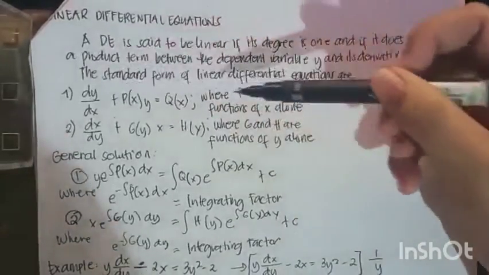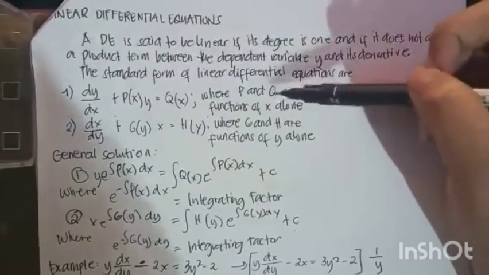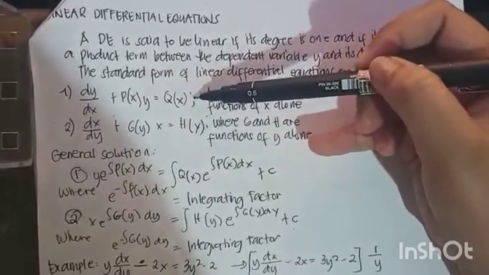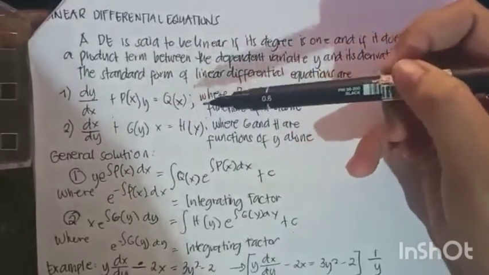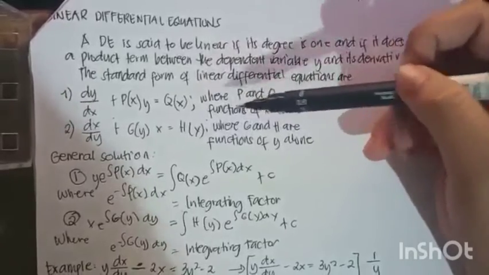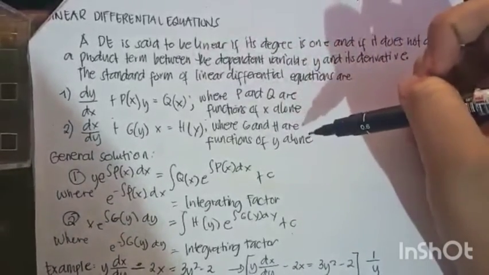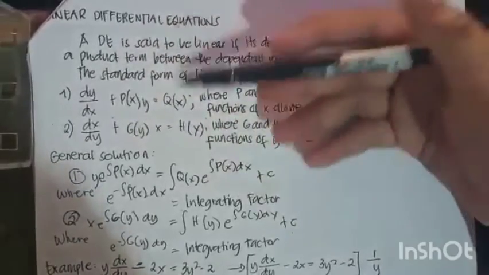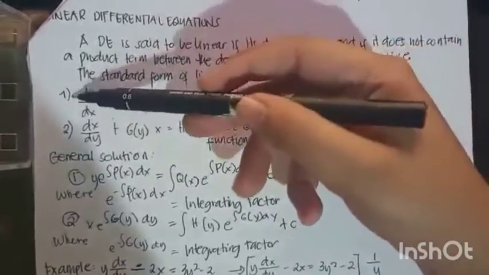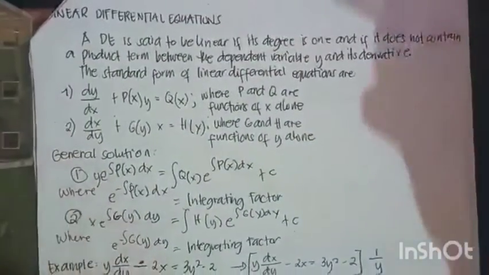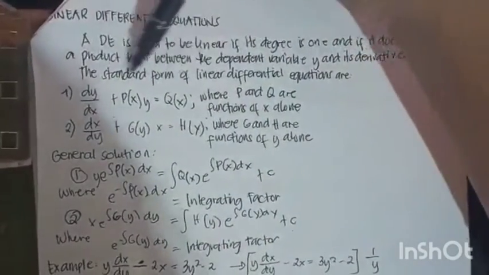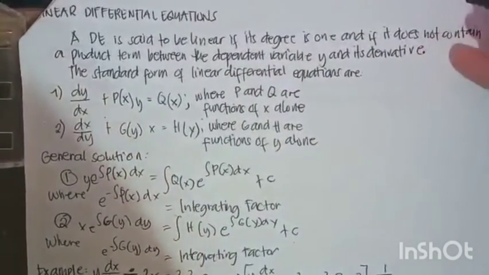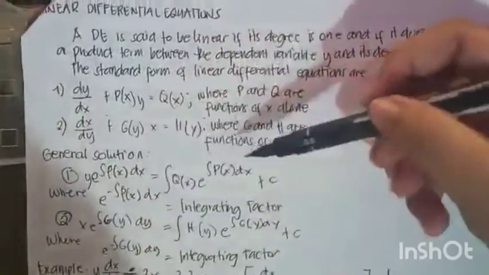So, sa number 1 po, ang dependent variable po natin ay y, and then, ang independent variable po natin ay x. Sa 2 naman po, ang dependent variable po natin ay x, ang independent variable po natin ay y. So, kapag nakakita po tayo ng ganito sa problem natin, or mayroon pong mga problem na may mga kasama ito, pero magagawan po natin ang paraan yun para maging ganito ang standard form natin, ma-identify po natin na linear differential equation na siya. So now, we will proceed.